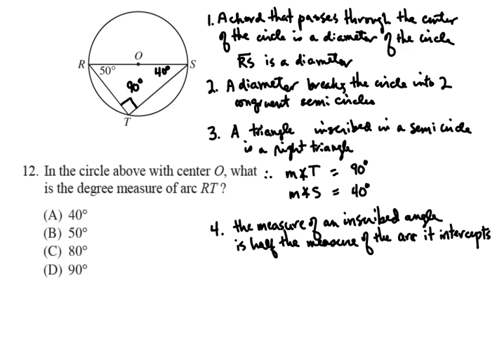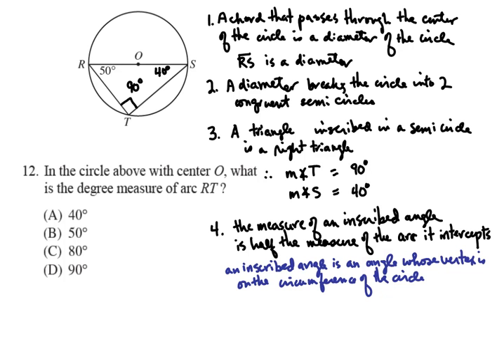The fourth important principle in this diagram is that the measure of an inscribed angle is half the measure of the arc that it intercepts. So angle S is an inscribed angle. An inscribed angle is an angle whose vertex is on the circumference of the circle, as opposed to a central angle whose vertex is at the center.